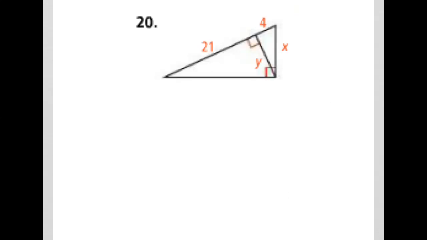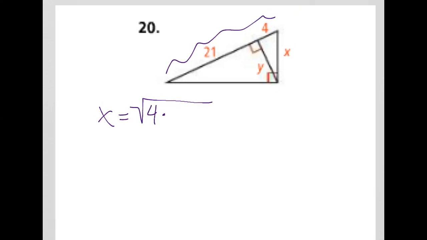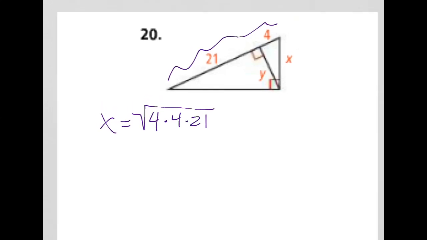Same exact idea, except our triangle's in a different orientation. We want to find x and y. Well, x is going to be the geometric mean of the segment directly across from it, so I'm going to call that segment 4, times the length of that whole base there, the whole hypotenuse of the large triangle, which is 4 times 21. And so I'm going to simplify this as x equals 4 root 21. And again, it's not going to get any more simplified than that.